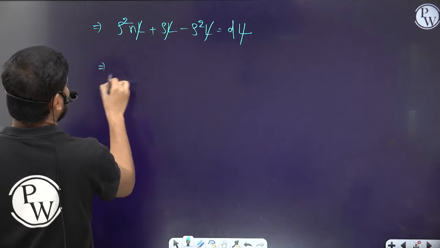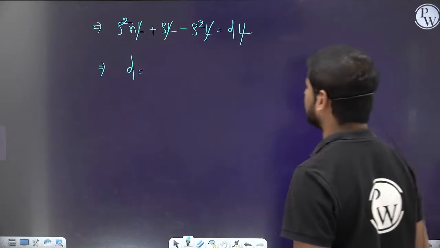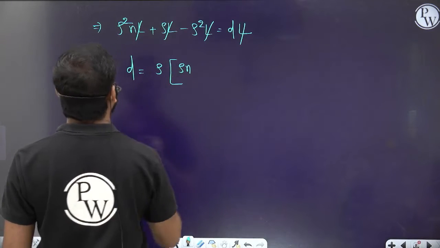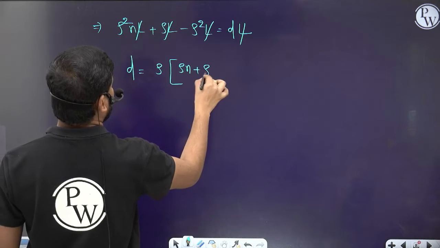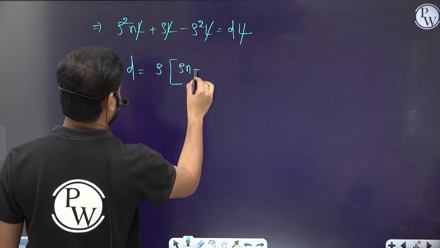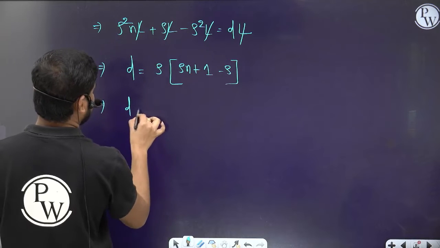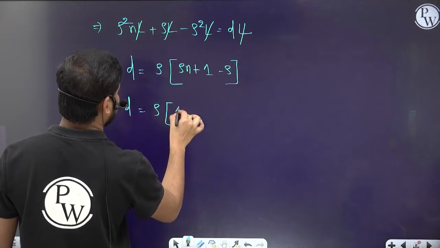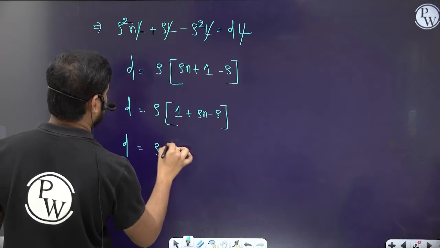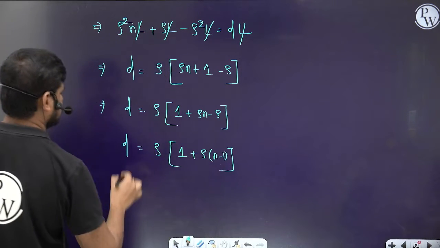So we need the D, right? So D is equal to, so check the options. So we can take rho common. So this is going to be rho N plus 1 minus rho. Now D is equal to rho into 1 plus rho N minus rho. Just proceed according to the options. So rho into 1 plus, here again rho take common, so N minus 1. So this is the final answer.